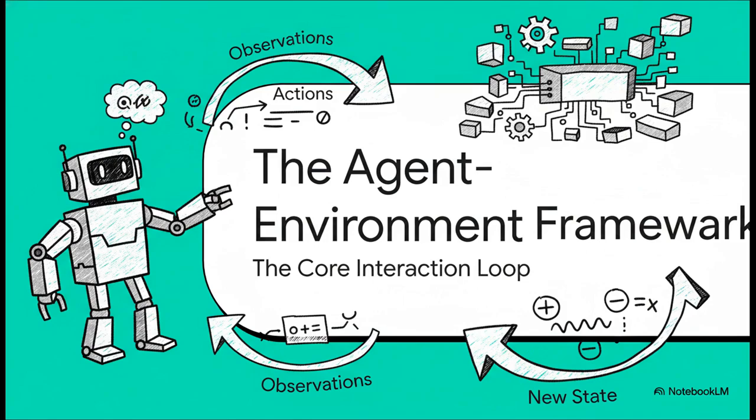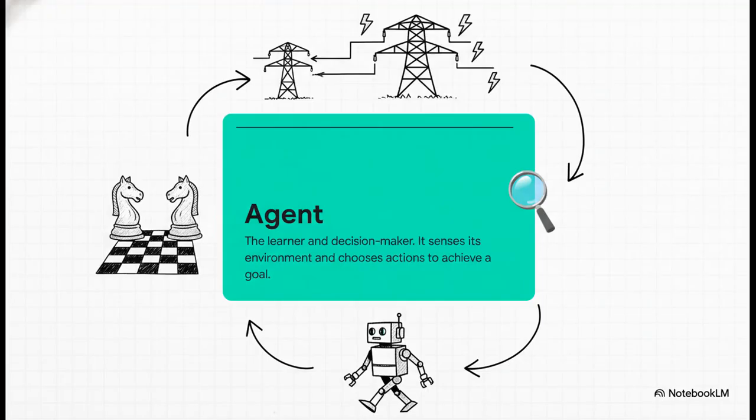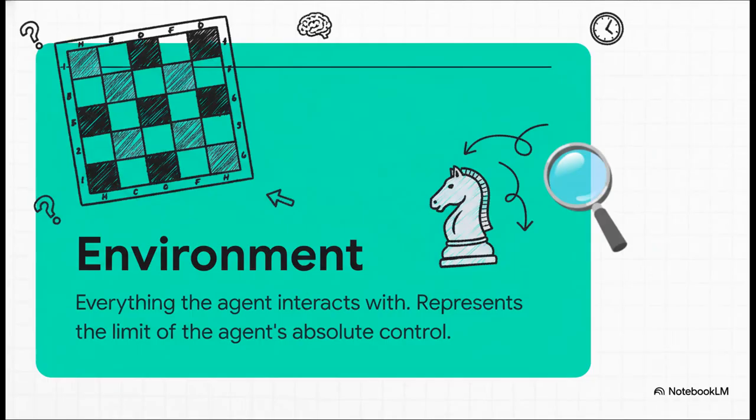Okay, so to make sense of this whole learning process, we need a model. And luckily, it's a really simple but super powerful one called the Agent-Environment Framework. Seriously, this is the bedrock of pretty much any RL problem, so let's take a look at the pieces. First up, we've got the agent. This is our learner, our decision maker. Think of it as a robot learning to walk or the AI playing chess. Its entire job is to look at the world and then decide what to do next. Simple as that.